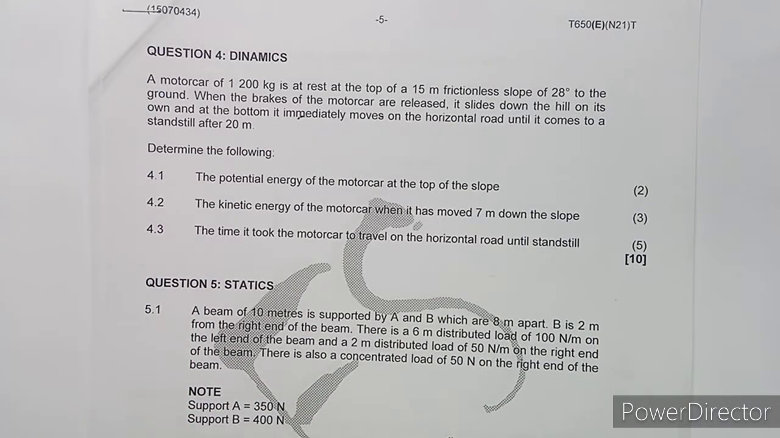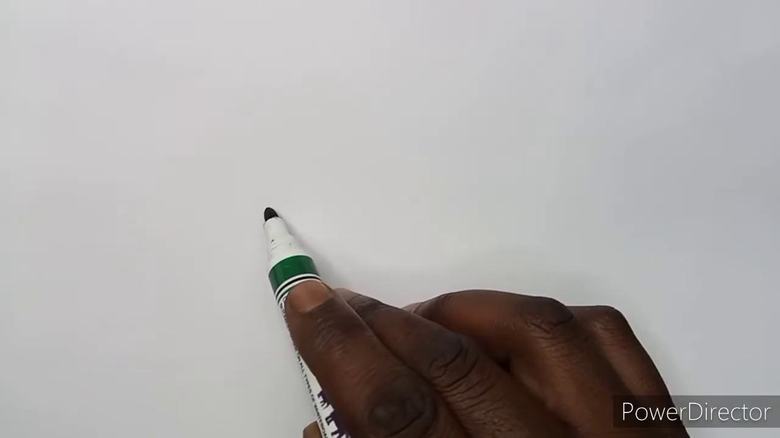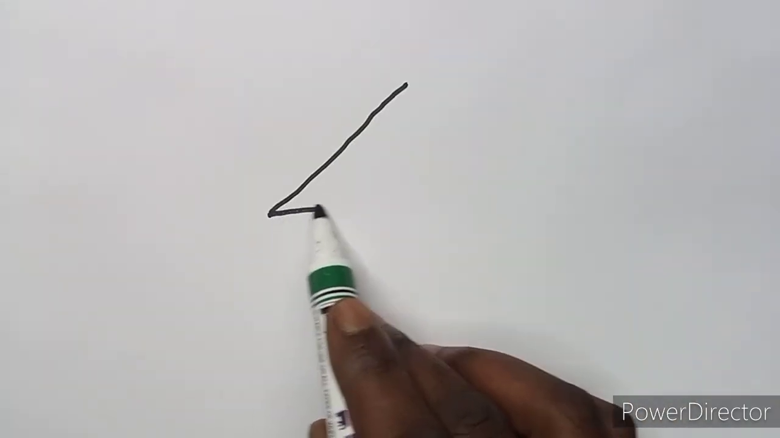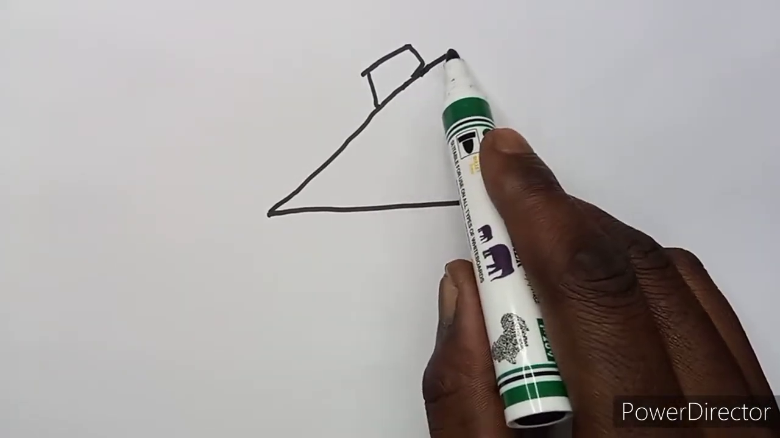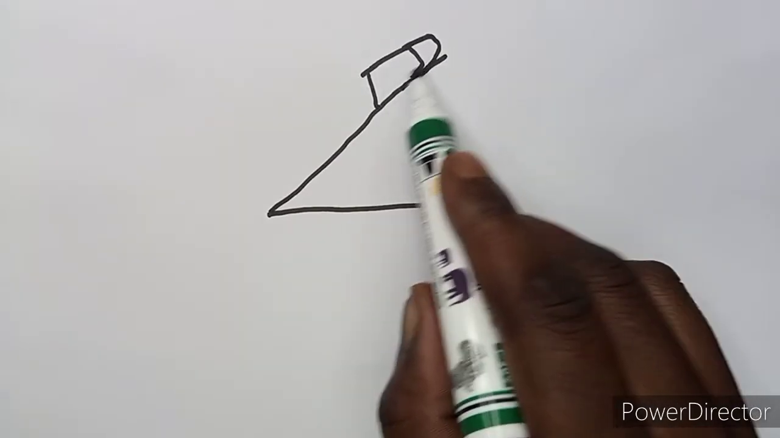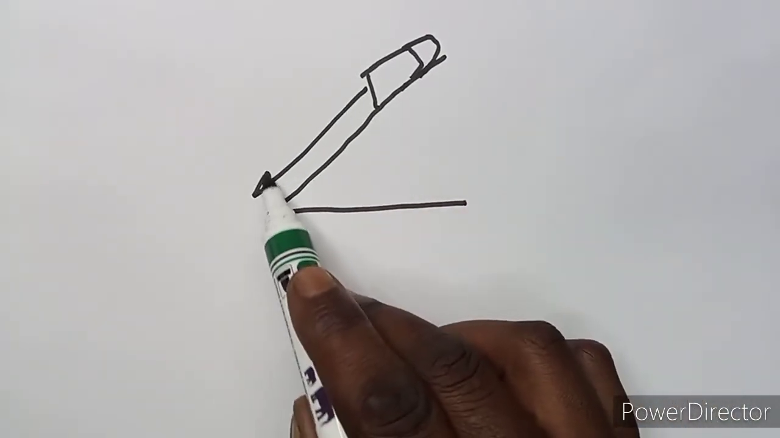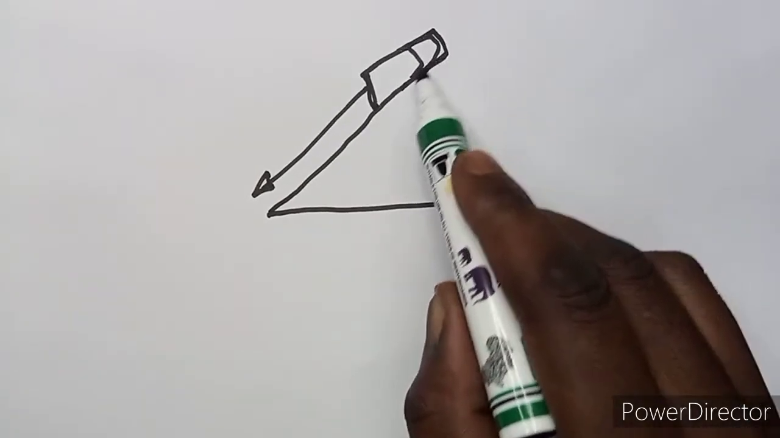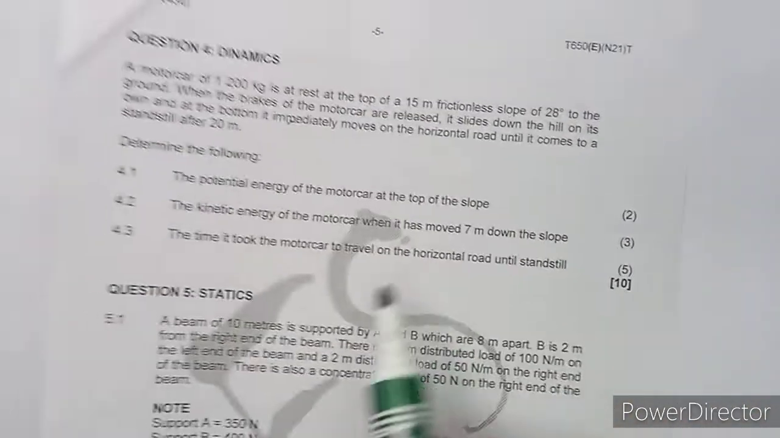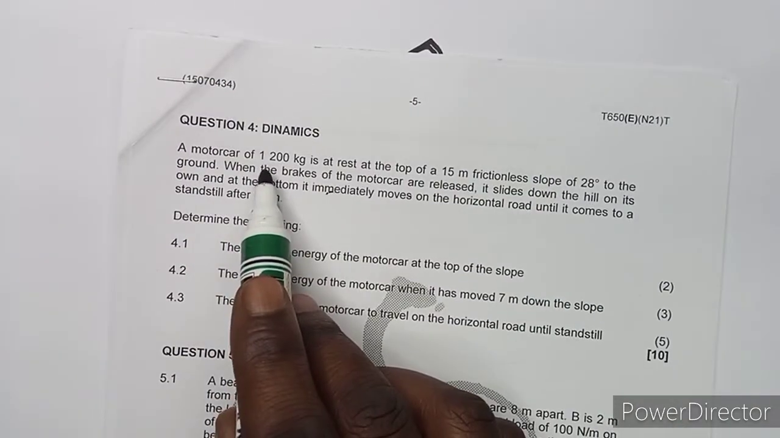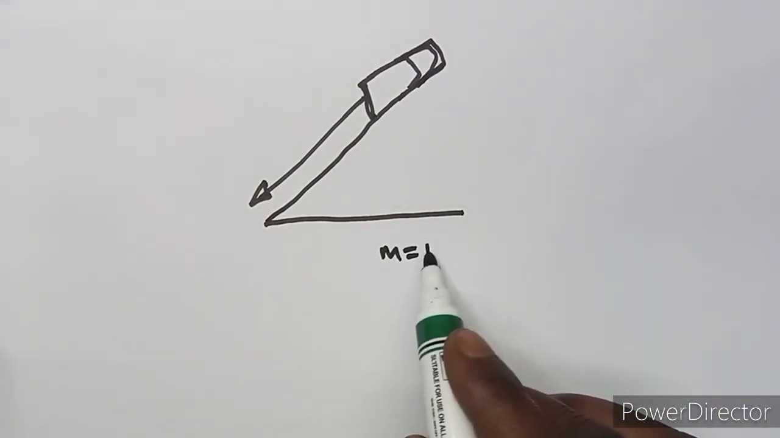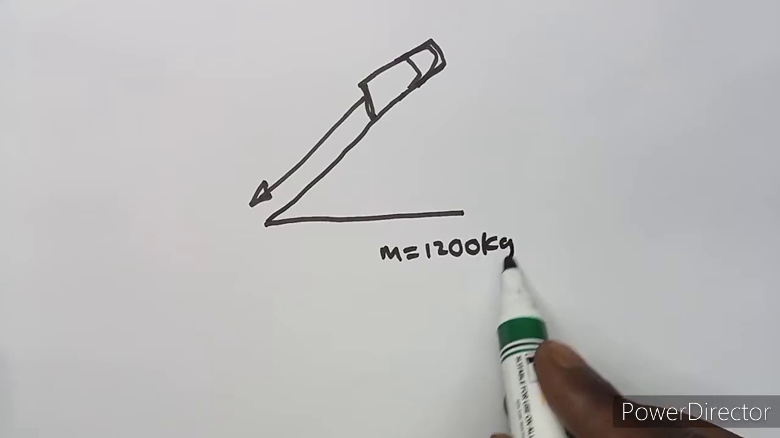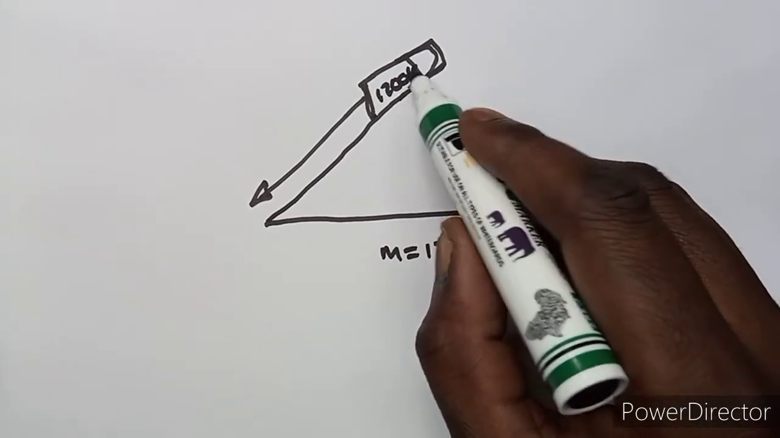All right, this information, guys, it's best that we represent it in form of a diagram. We had a car which was at the top like this, and it is being taken downwards like this. Don't mind my car, guys. This is having a mass of 1,200 kgs. So there is a mass here of 1,200 kgs.